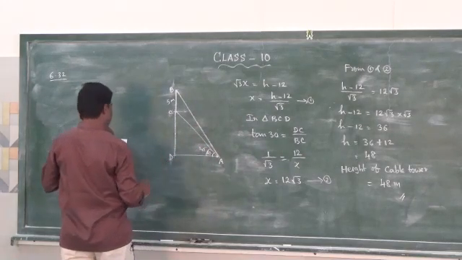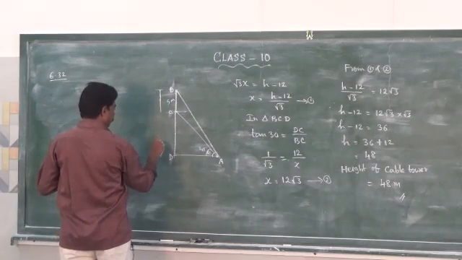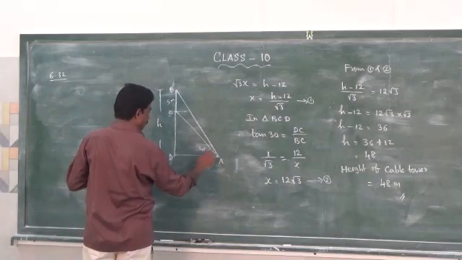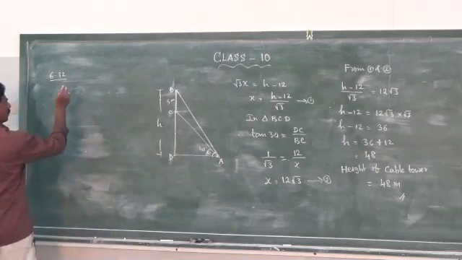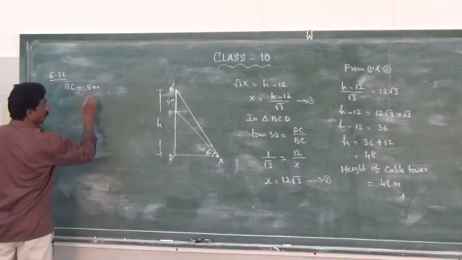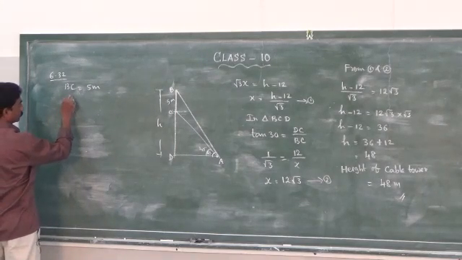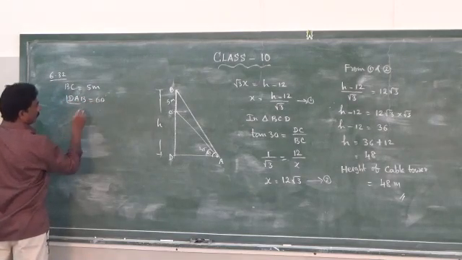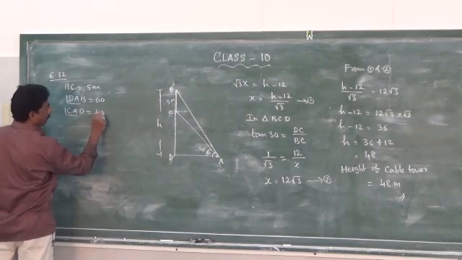You have to find the height of the tower. The height of the tower you have to find. What is given? This is only 5. The two angles are given. You have to find height of the tower. So what are the things given? BC is the pole. We will consider that is 5 meter. And angle of elevation is 60 degree. Angle of depression is 45 degree.